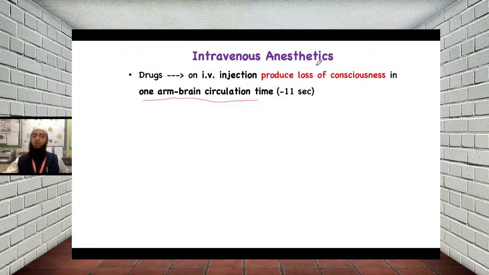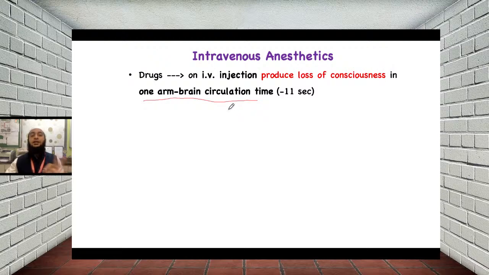So those barbiturates or CNS depression drugs which have the ability to induce loss of consciousness within one arm brain circulation time, that is 11 seconds, are called intravenous anesthetics. Now let's try to understand what one arm brain circulation time is. When you are giving intravenous anesthetics, mostly you are giving the injection in your arm, and you expect that the drug should go through the arm to the brain and produce the anesthesia. The moment you inject, if within 11 seconds the drug can reach the brain, it can quickly produce the anesthesia. So that is called the one arm brain circulation time.